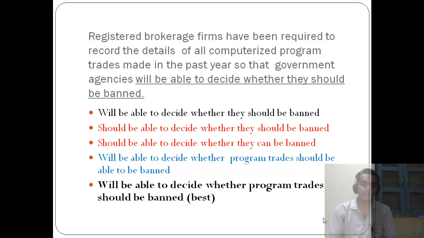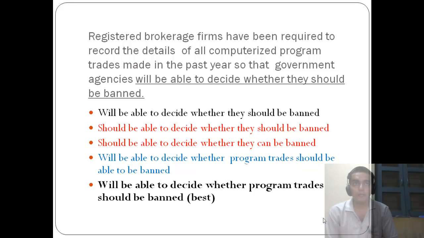Now when you put these kinds of sentences in your papers, in your case studies or in your report, you should understand that there is some ambiguity involved, because they are asking about banning something, and it's not clear whether the registered broker firm will be banned or the computerized program trades would be banned. So we have to remove this ambiguity, and then we'll be able to decide whether they should be banned.